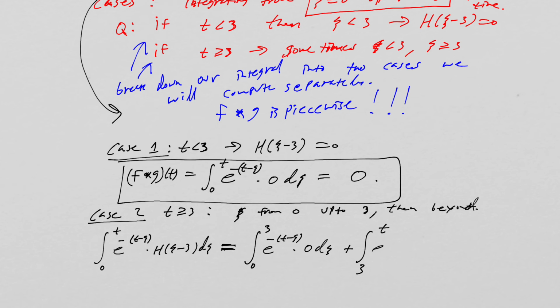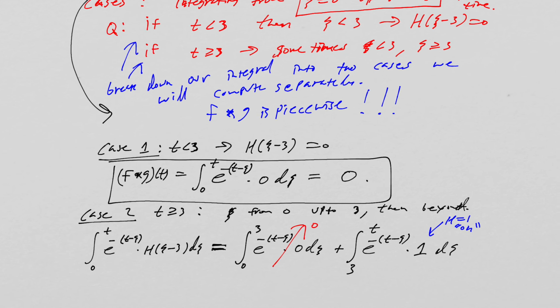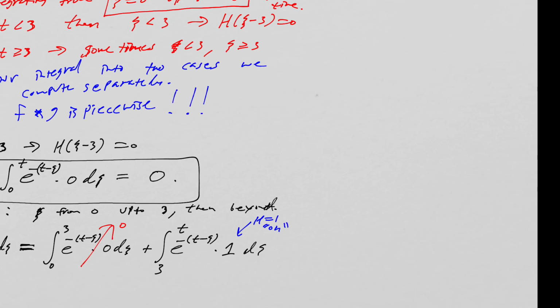And then from 3, we're going to go all the way up to t. And in this case, our convolution integral is going to look like this. The step function will have turned on at that point, so h equals 1, dc. All right. So with this, of course, we can see immediately that this part is still 0 there. So we're good there.